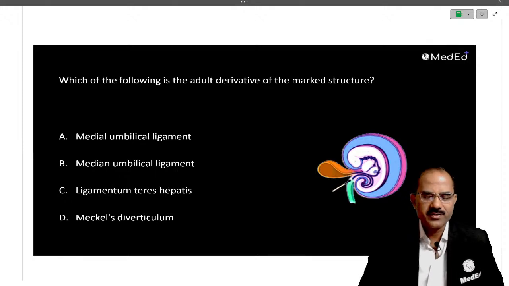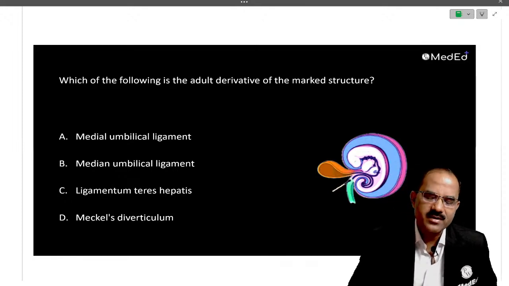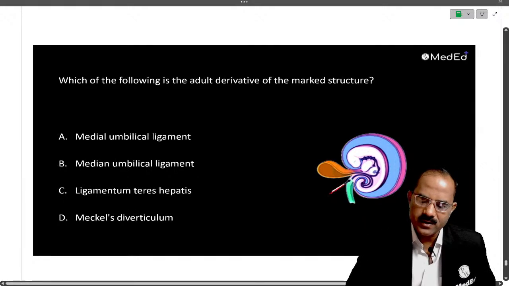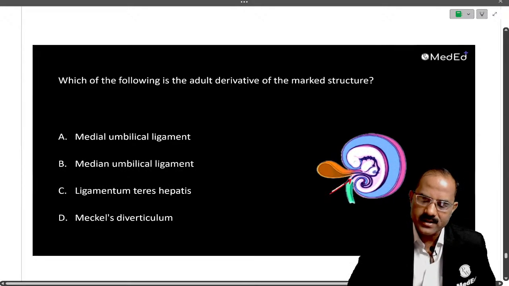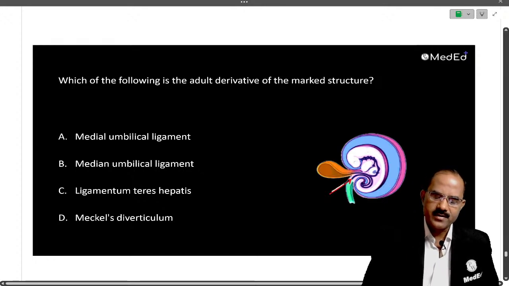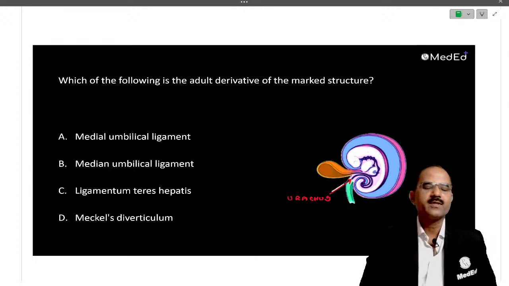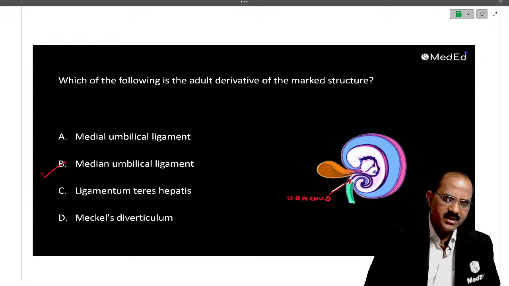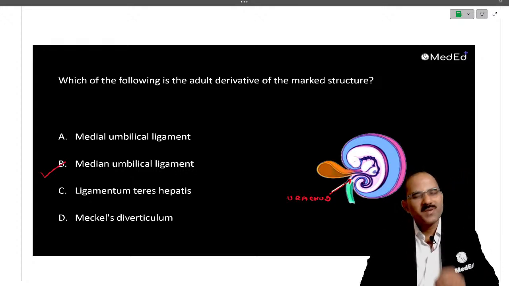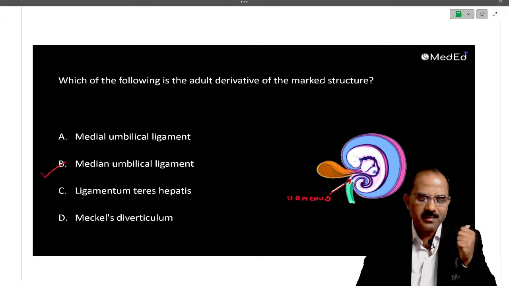Just the last MCQ, we wind up with this. I just told you this. What is this pointed structure? This is the urachus. The pointed structure is the urachus or the allantois. The answer is median umbilical ligament. Very good. That's the median umbilical ligament.